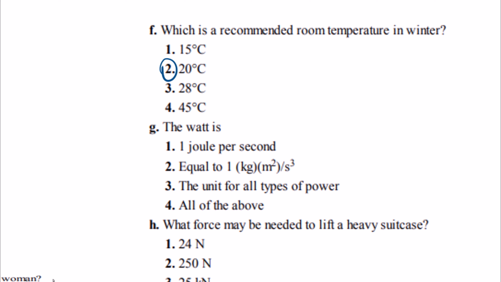The next question. The watt is the first one. Watt equals joule per second. Let's analyze the other. The unit for all types of power. No, that's not a correct one. It's not used for all types of power, and as a result, the next one is also incorrect. But how about this one? What do you think? Why is this a wrong one? Because this part must be written as the thing I will write for you.